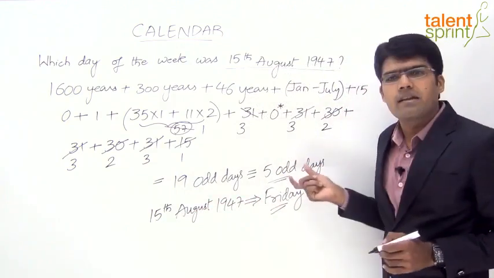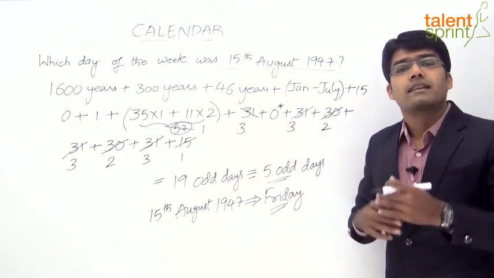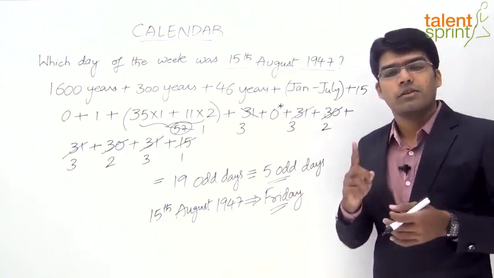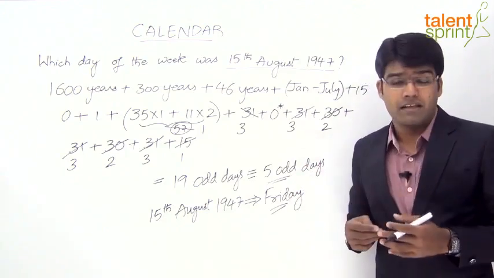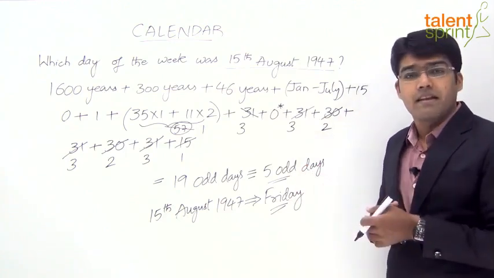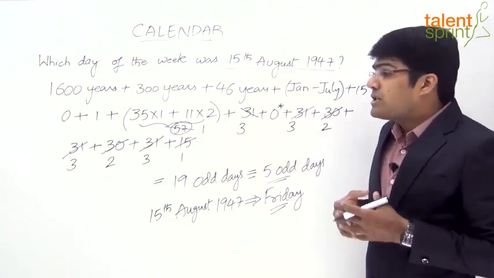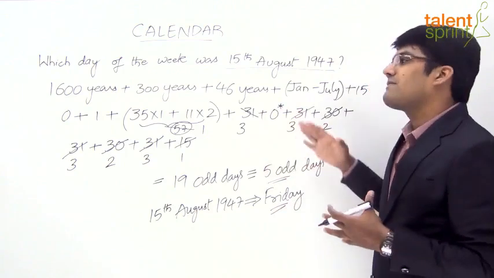If we get only 4 odd days, we'll say it was a Thursday. If we get, let's say, 6 odd days, a Saturday. If only 1 odd day, we'll say it's a Monday. If we have 0 odd days, that becomes a Sunday. So this is how our knowledge of the number of odd days will help us find out the day of the week.